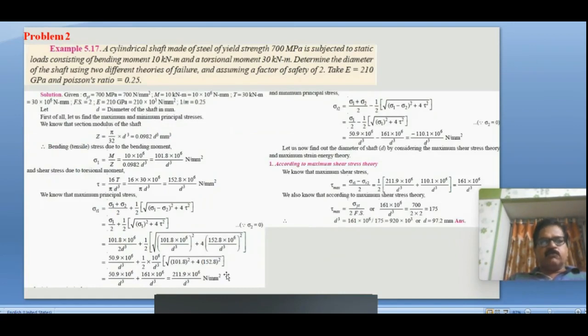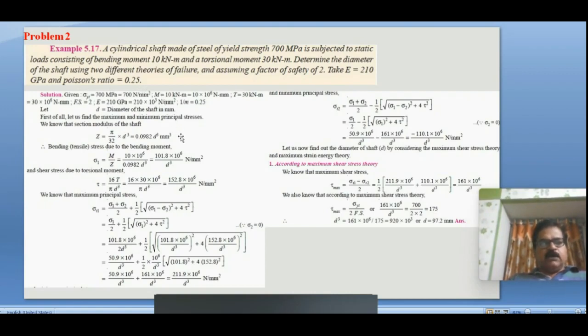Similarly, we can take one more example. Here, a cylindrical shaft made of steel of yield strength 700 MPa is subjected to static loads consisting of bending moment 10 kilonewton and a torsional moment 30 kilonewton meter. Determine the diameter of the shaft using two different theories of failures. Assuming factor of safety 2, take E 210 GPa and Poisson's ratio 0.25.